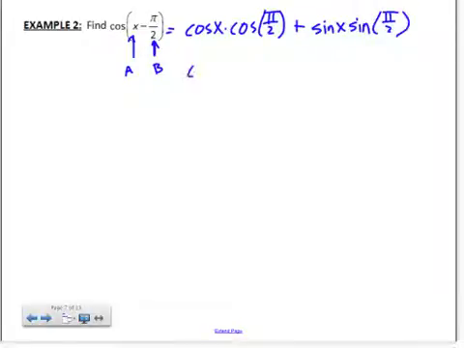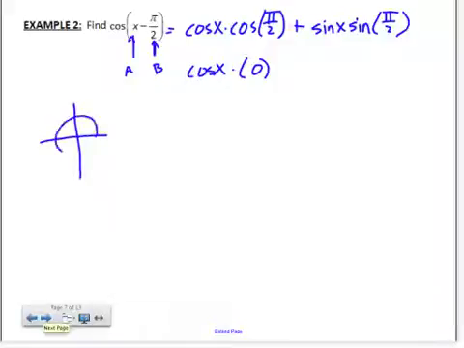Well, cosine of x, we don't know what x is, so that's cosine of x times cosine of pi over 2. Pi over 2, come over here, that's the only angle we know. Pi over 2 is the point (0, 1), so our cosine is 0. Plus sine of x, and sine of pi over 2 is 1. So we get the sine of x.